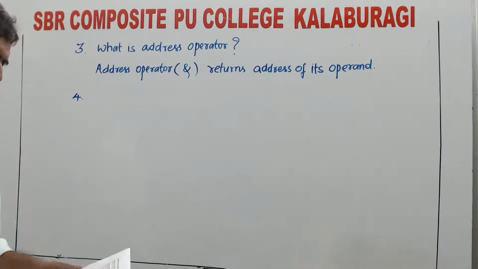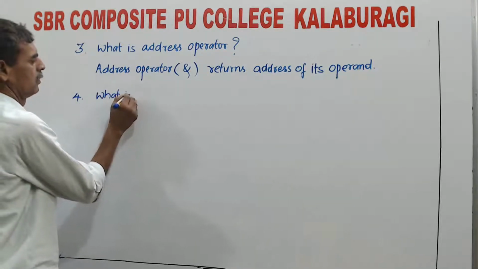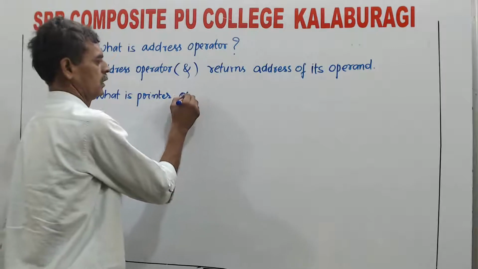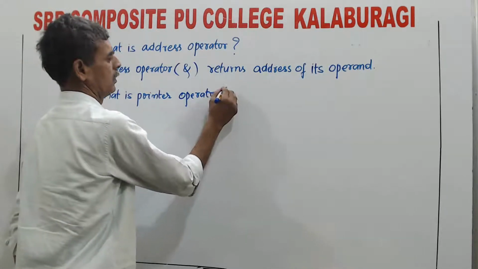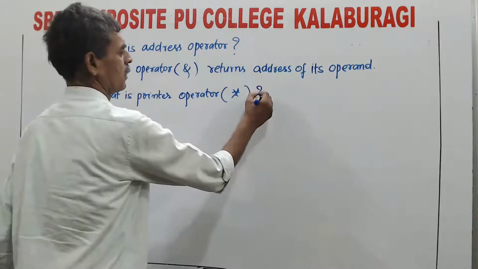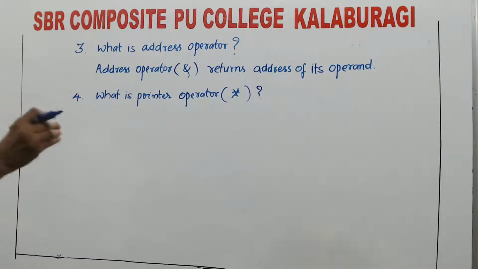Next one is, what is pointer operator? Asterisk is called pointer operator. Pointer operator returns the value of a variable whose address is specified by its operand. Pointer operator gives the value of a variable whose address is stored in the pointer.